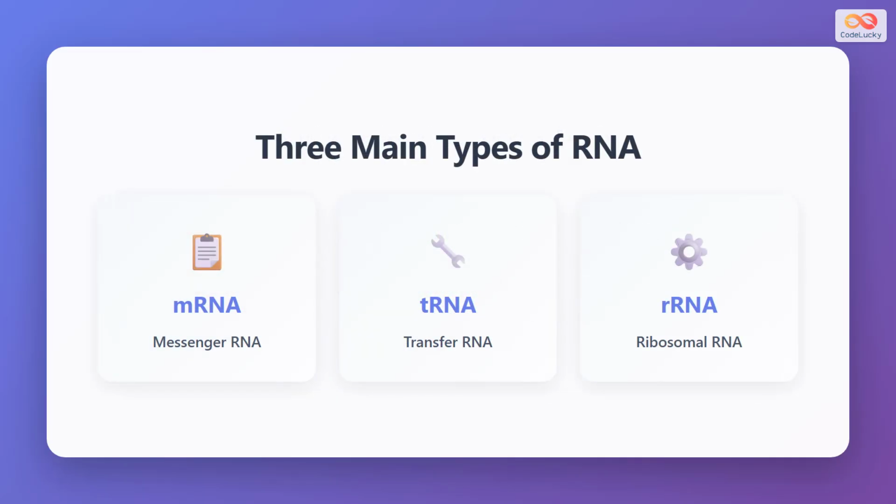There are 3 main types of RNA in cells, each with a specific role. Messenger RNA, or mRNA, carries genetic information from DNA to ribosomes. Transfer RNA, or tRNA, brings amino acids to the ribosome during protein synthesis. Ribosomal RNA, or rRNA, is a structural and catalytic component of ribosomes themselves. All 3 types work together in the process of making proteins.